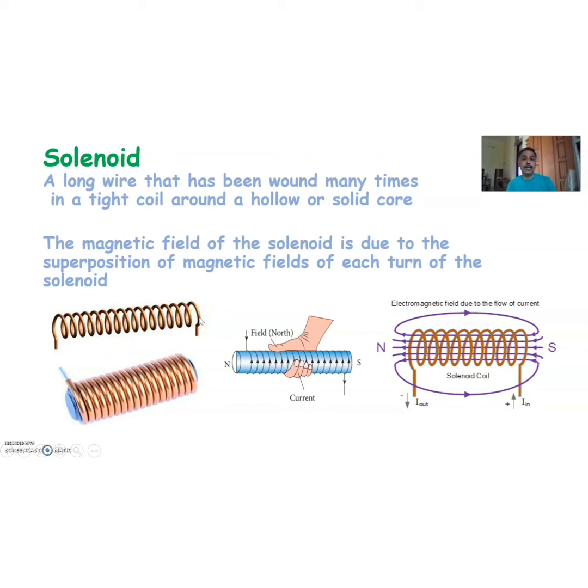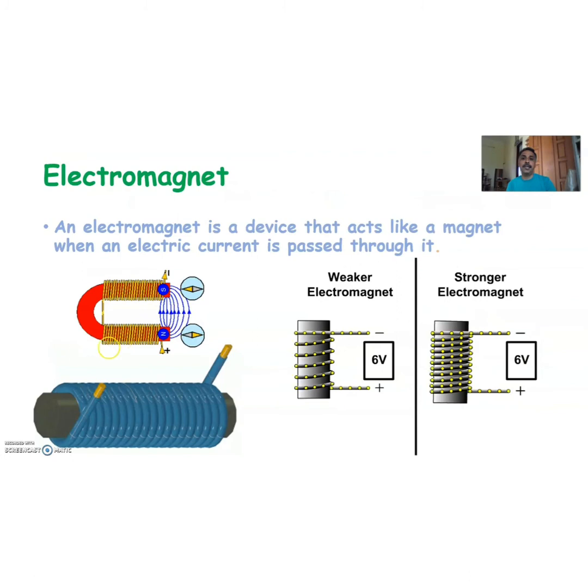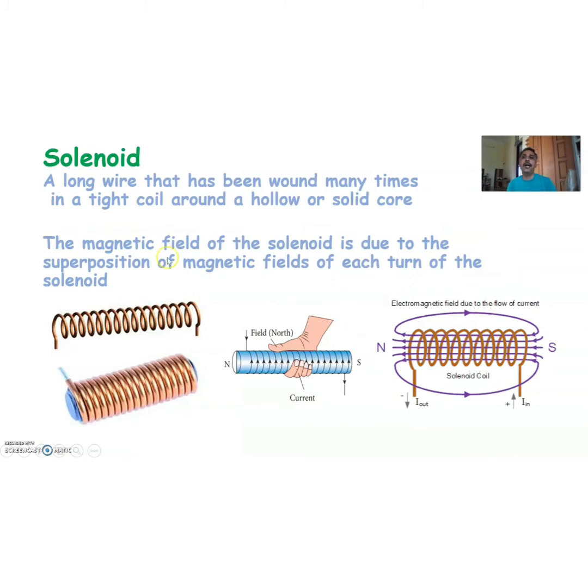Whereas the electromagnet can be wound in any shape. For example, here it is the horseshoe type. But the solenoid cannot be in that shape. The solenoid has to be in a helical shape. The core can be air or a solid iron core, right? So a wire tightly wound many times around a hollow core, air core, or a solid metallic iron core, we call it a solenoid.